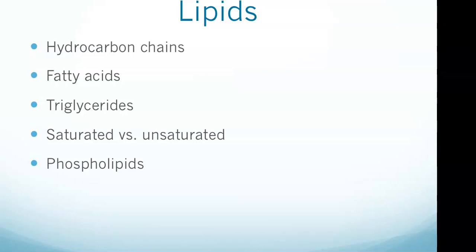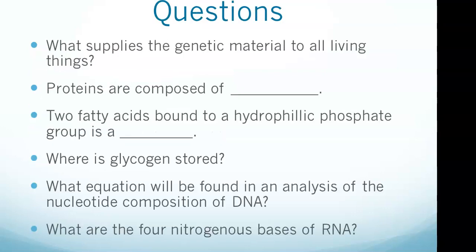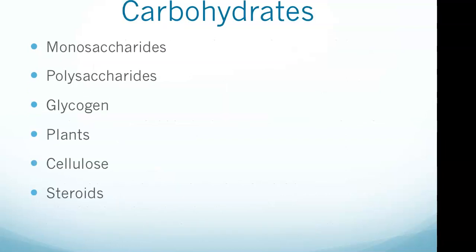For phospholipids, we need to know that they make up the membrane of every cell. They contain two fatty acids bound to a hydrophilic phosphate group. I believe that relates to a question. There we go, third bullet point. Two fatty acids bound to a hydrophilic phosphate group is a blank. Right, and so we just read that, and that was phospholipids.